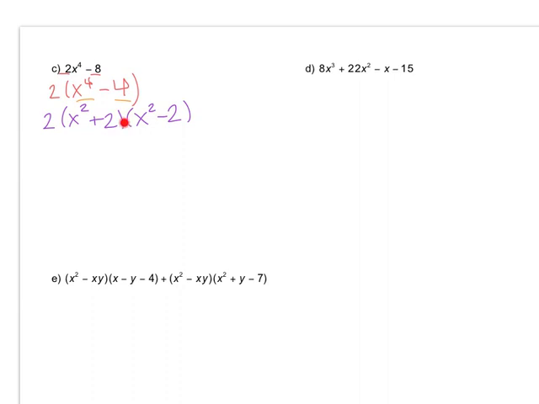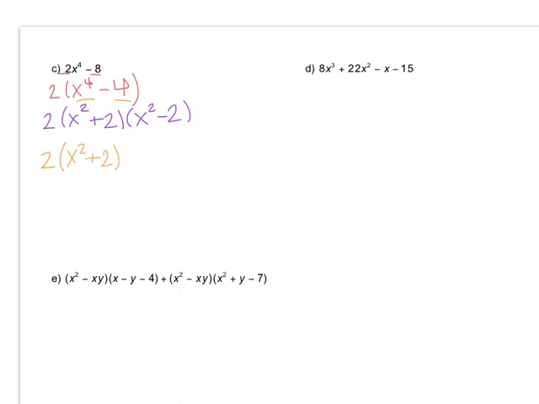This is x squared plus 2. It's not a difference of squares because it's plus, and there's nothing I can do to continue factoring this over the real numbers. However, if you look at this, this is definitely a difference of squares because this is x squared and this is root 2 squared. So we can factor one more level over the reals. So these first two factors stay the same.